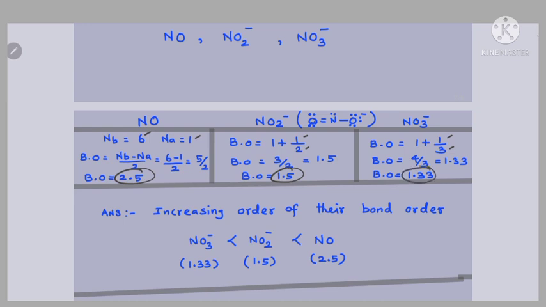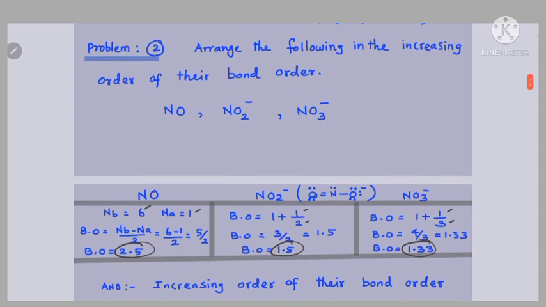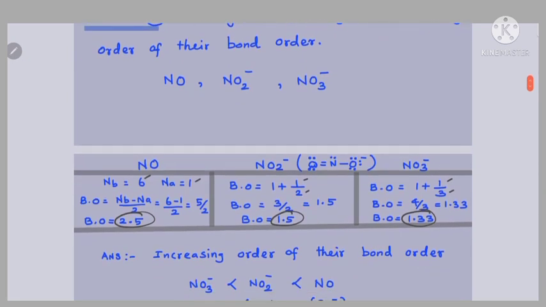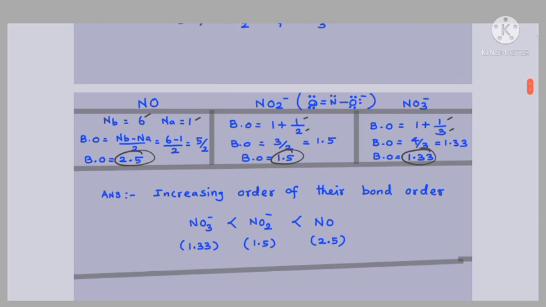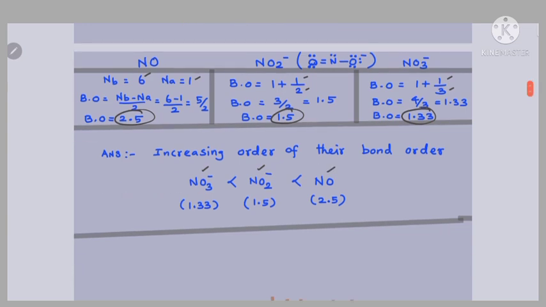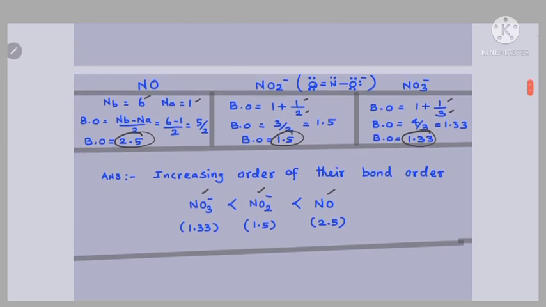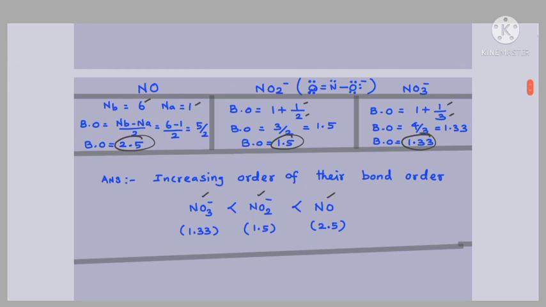Okay, right. So the question is, we have to arrange this in the increasing order of bond order, least to most. The least one is 1.33, that is nitrate anion, followed by the next one 1.5, nitrite ion, then finally with 2.5 bond order, the higher bond order, nitrogen monoxide. So this is the answer for question number 2. I hope you understood how to calculate bond order as well as how to do the problems which are based on bond order.